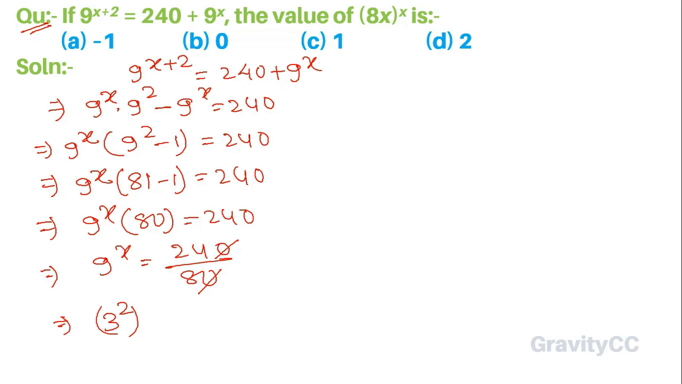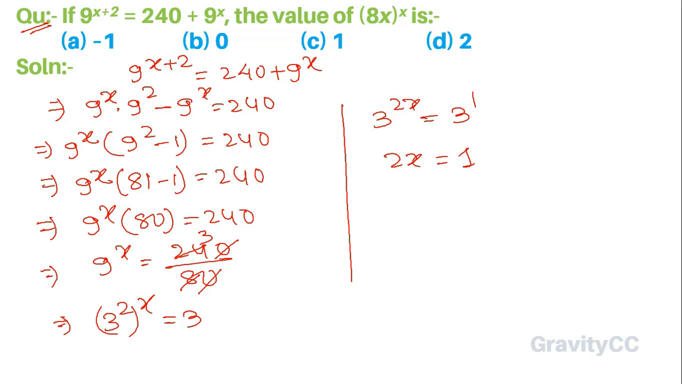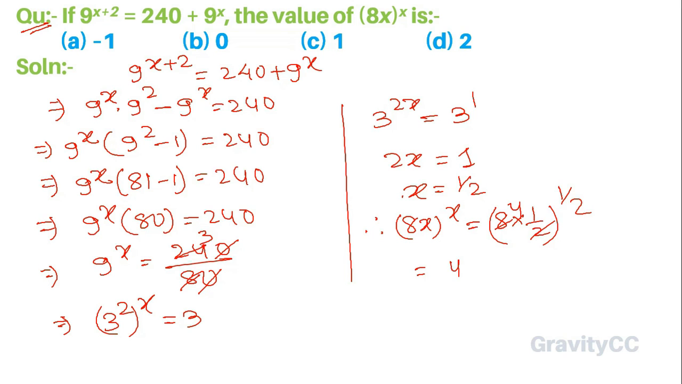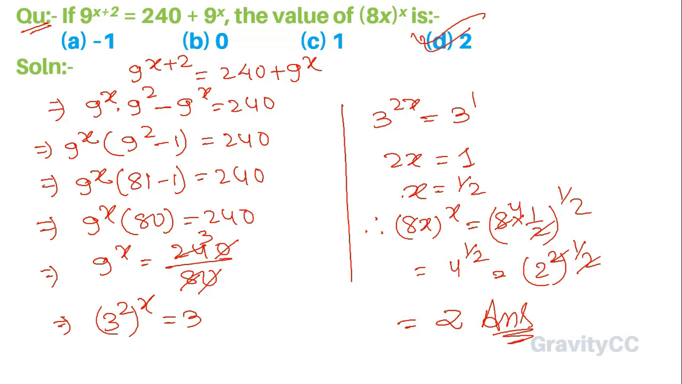3 to the power 2 to the power x is equal to 3, so 3 to the power 2x is equal to 3 to the power 1, so bases are identical, so 2x is equal to 1, so x equal to 1 upon 2, so therefore 8x to the power x is equal to 8 into 1 by 2 to the power 1 upon 2, so cancel by 4, 4 to the power 1 by 2 and 2 to the power 2 upon 1 by 2, 2 cancel, so is equal to 2, which is the required answer. So option D is the correct answer.